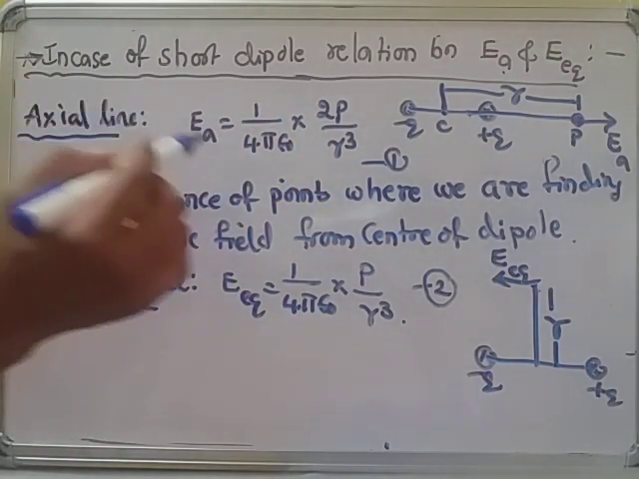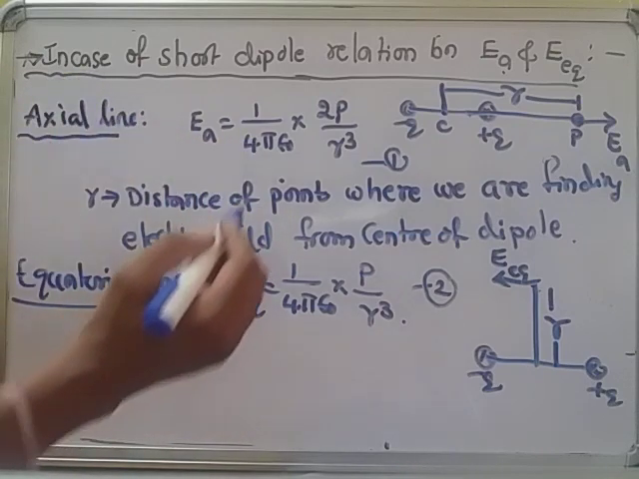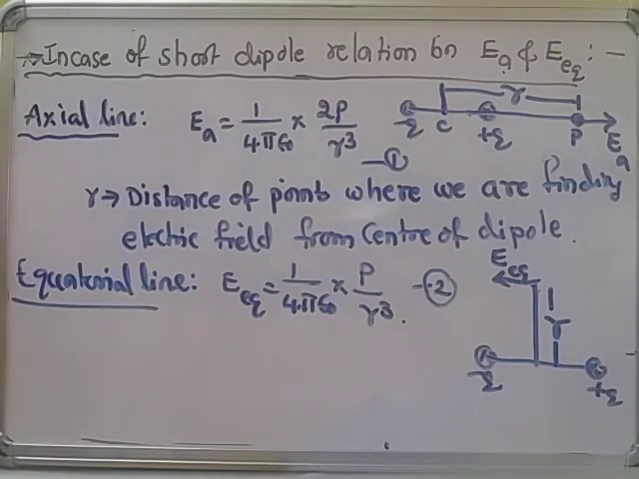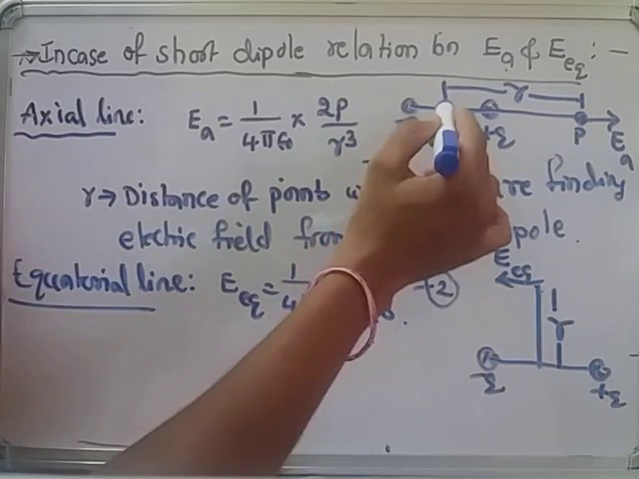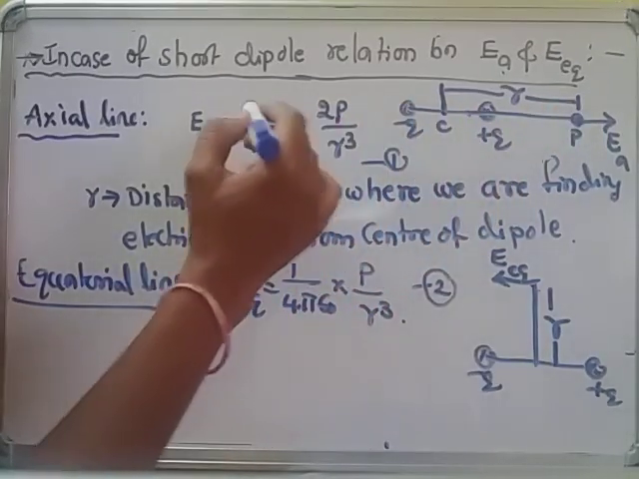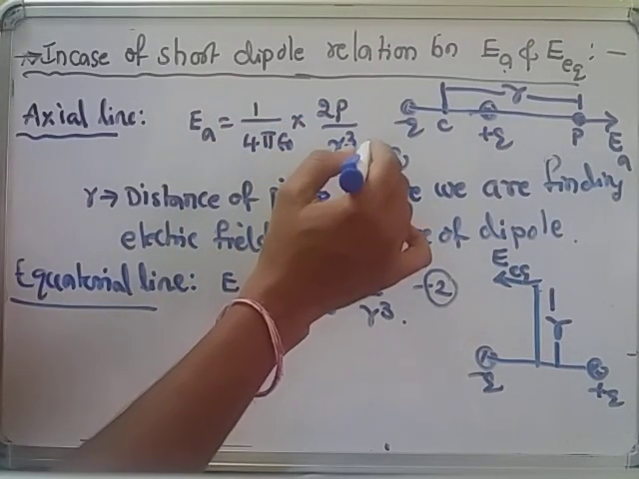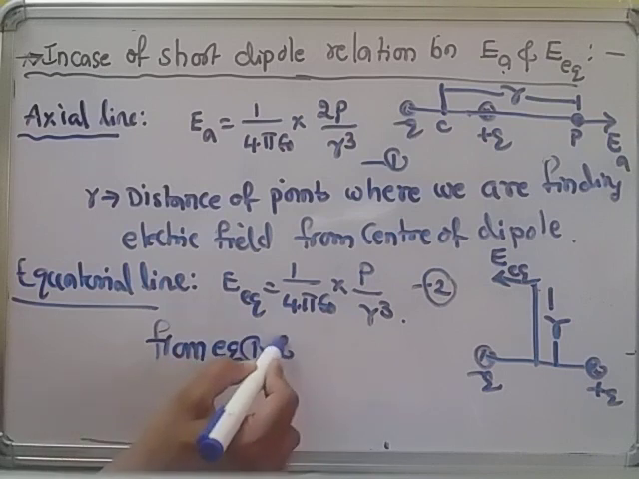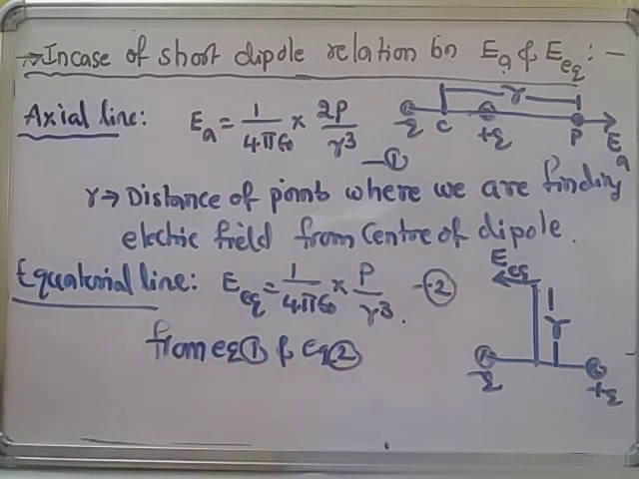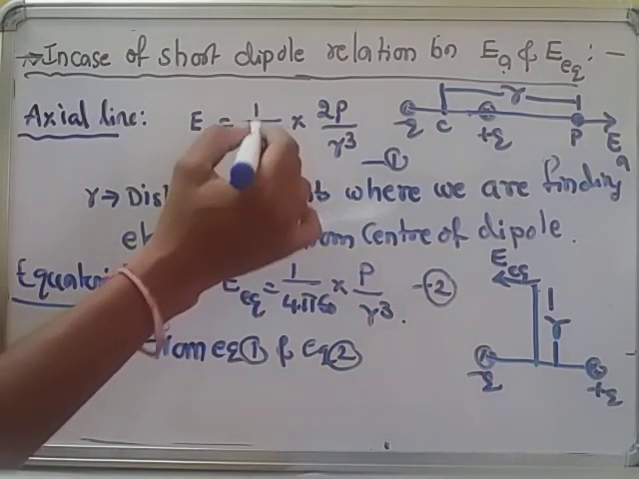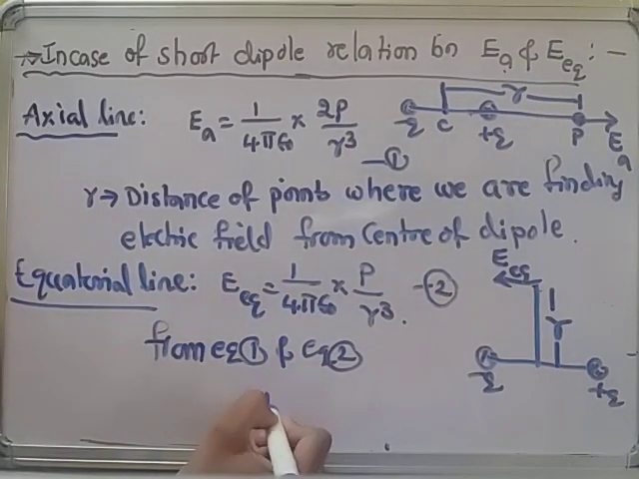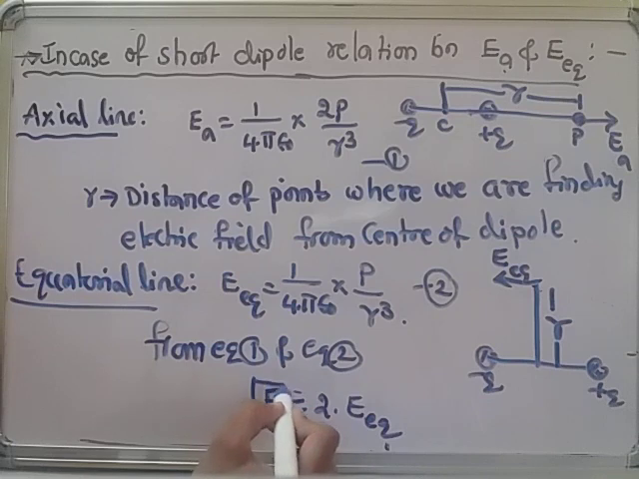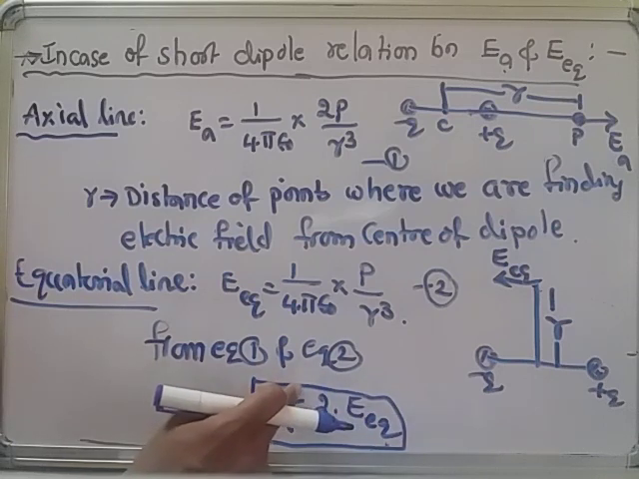Here, for a short dipole, this is the formula. The electric field intensity on the axial line for a short dipole is this formula. But if it is not a short dipole, the general formula is 1 by 4 pi epsilon into 2pr by (r square minus l square) whole square, which we derived previously. From equations 1 and 2 we directly write the relation between E on the axial line and E on the equatorial line. EA is 2 into the remaining, 1 by 4 pi epsilon p by r cubed, which is E on the equatorial line. That means E on the axial line is equal to 2 times E on the equatorial line. This formula is applicable only for a short dipole, not for a normal dipole.